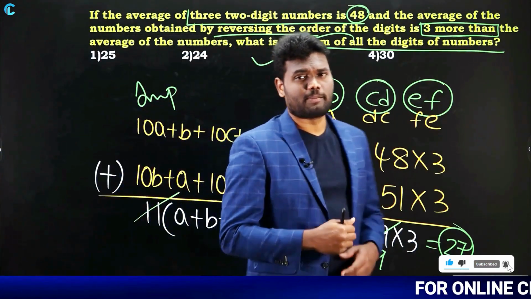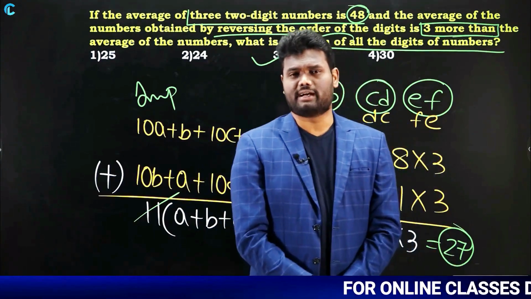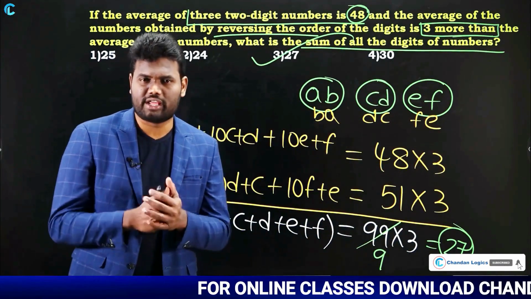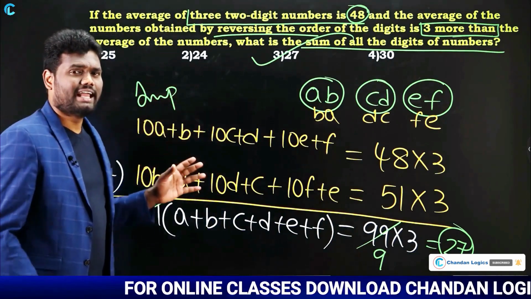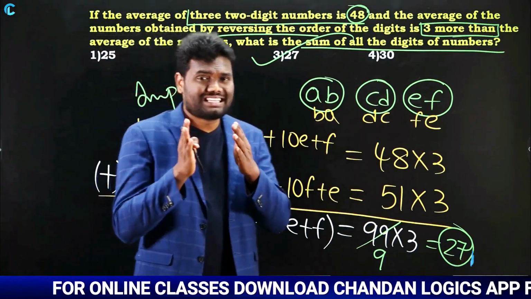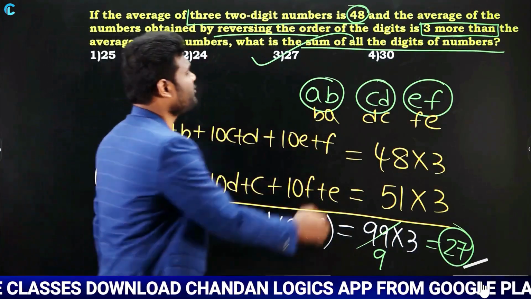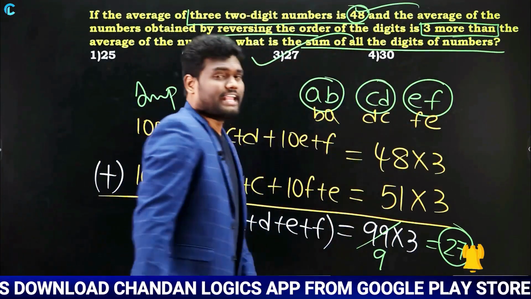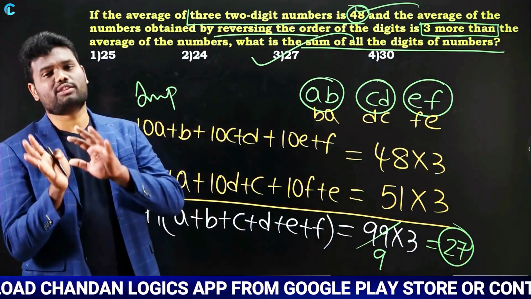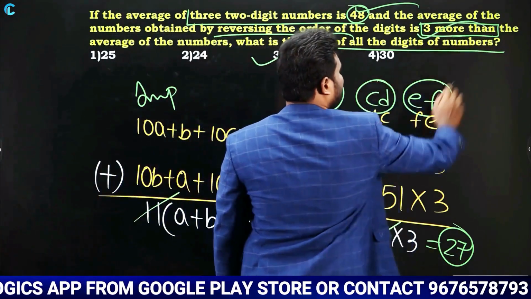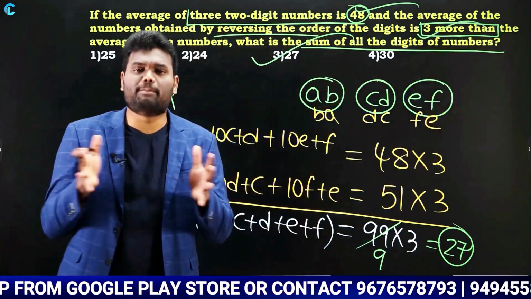Now, what you have to do is read the question clearly. If you read the question clearly, even if the question is complicated, then you can mark these answers very easily. Now I am going to explain it one more time. Observe here carefully. The question is saying the average of 3 two-digit numbers is 48. Now what happens if he interchanges those numbers, then the average is going to be 3 more. He is asking what is the sum of those digits.